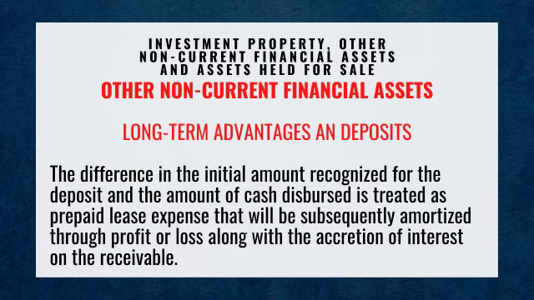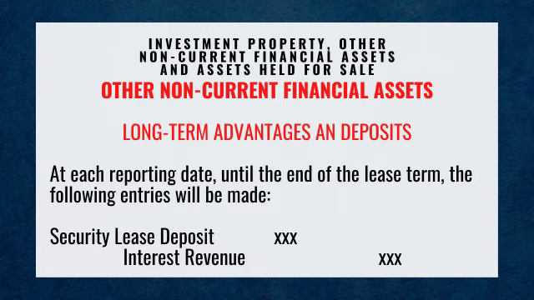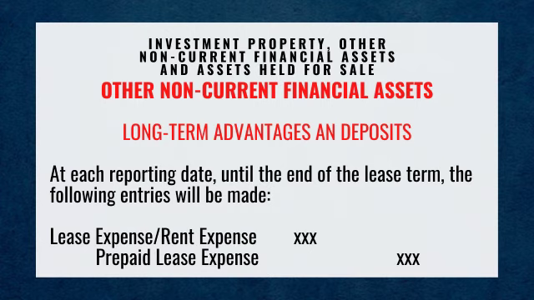The difference in the initial amount recognized for the deposit and the amount of cash disbursed is treated as prepaid lease expense that will be subsequently amortized through profit or loss along with the accretion of interest on the receivable. At each reporting date until the end of the lease term, the following entries will be made: debit lease deposit, credit interest revenue, debit lease expense or rent expense, and credit prepaid lease expense.